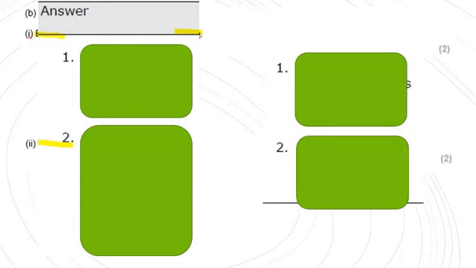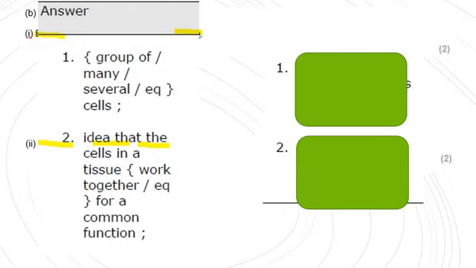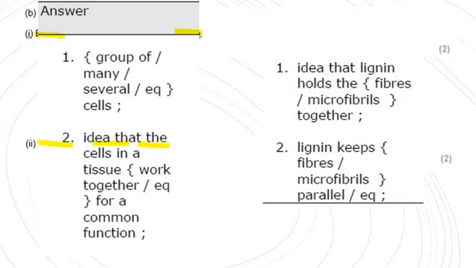In our first question, we have a tissue being made of many cells, and you need to communicate the idea that these cells are going to be working together for the same function, or a common function. Thinking of the role of lignin in xylem next, the lignin is going to be holding these microfibrils together that form that xylem vessel, and you could also say it helps keep the microfibrils parallel.